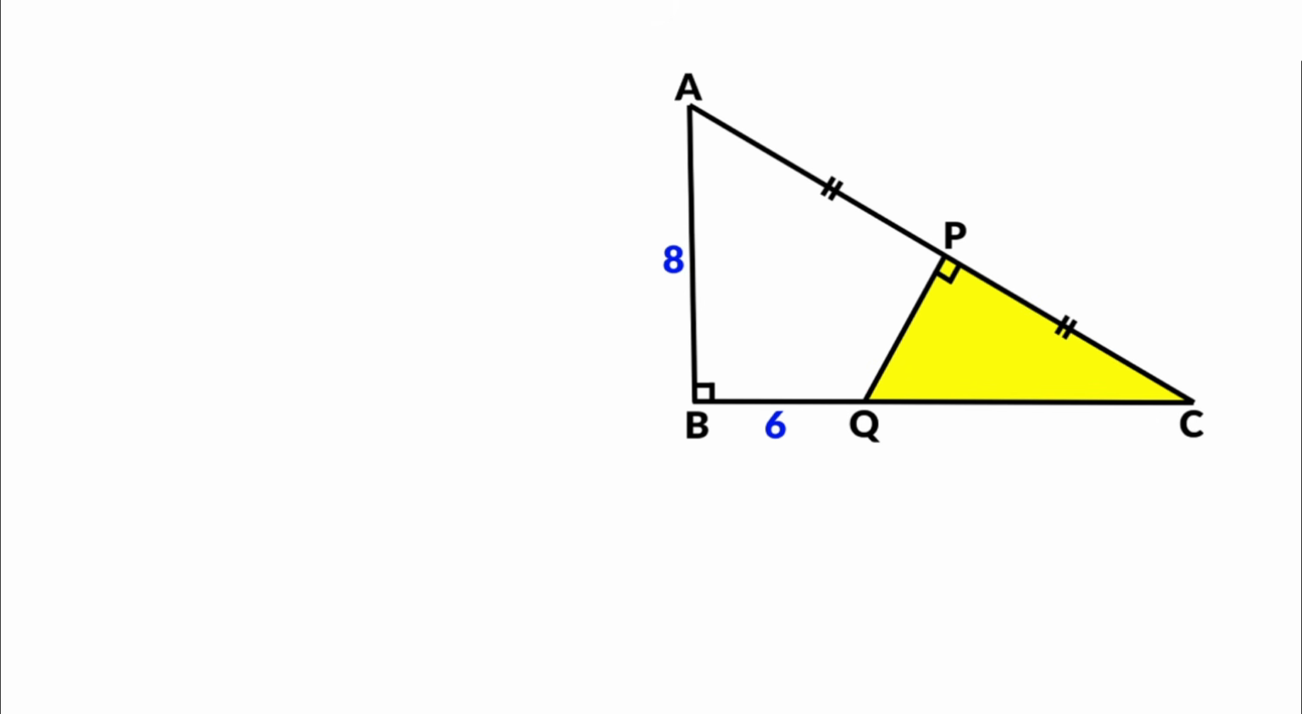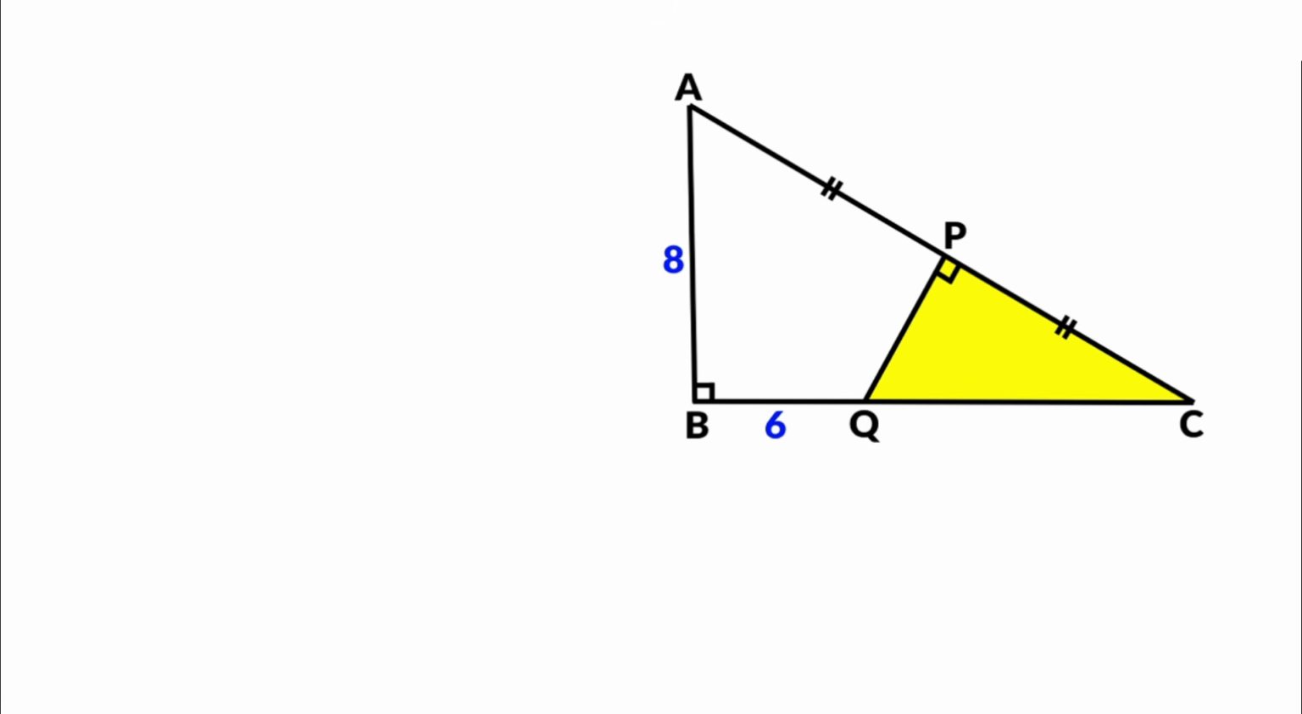We're given three important facts. First, PQ is perpendicular to the hypotenuse, AC. Second, P is the midpoint of the hypotenuse, so AP equals PC. And finally, AB is 8 units, while BQ is 6 units. Our goal is to find the exact area of triangle CQP.